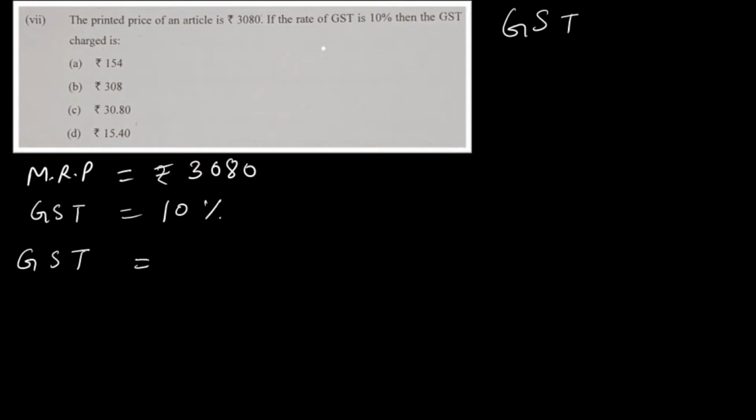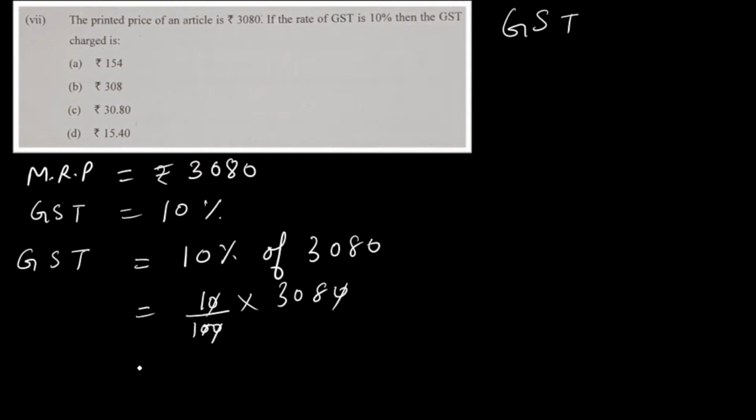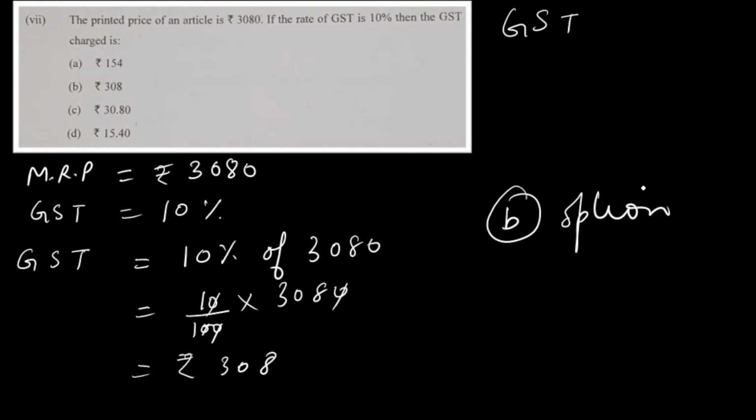Since there is no discount, GST will be charged on MRP only. So we can write GST is equal to 10% of 3080. So 10 by 100 into 3080, which is equal to 308. Yes, so option B. I believe we have done this question many times earlier. So option B is the correct answer, because only GST we had to find. So GST is 10% of the price given. Okay, let's do the next question.